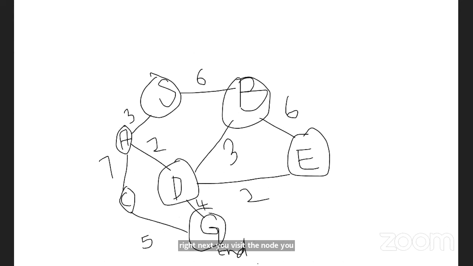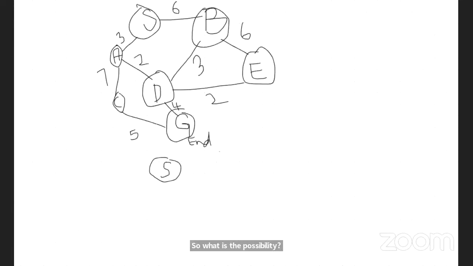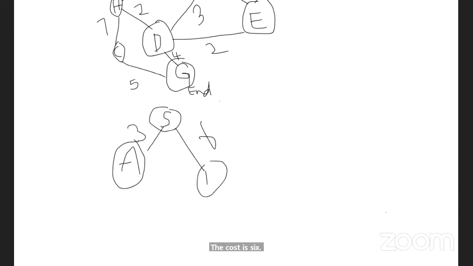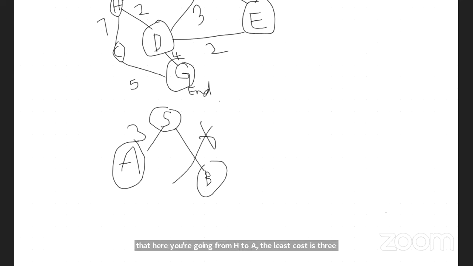That means from S you can go to A, from S you can go to B. If I go from S to A, what is the possibility? If I go from S to A, the cost is 3. While if I go from S to B, the cost is 6. Clear? So the least cost here will be from S to A. Remember that. Here you're going from S to A, the least cost is 3. Clear? So here I am going to kill this particular route.